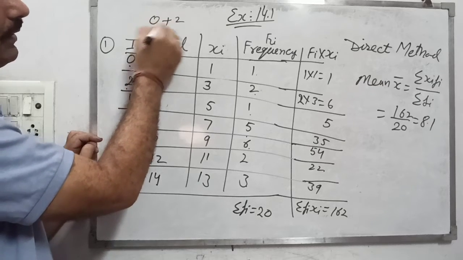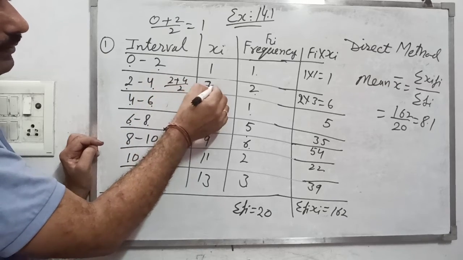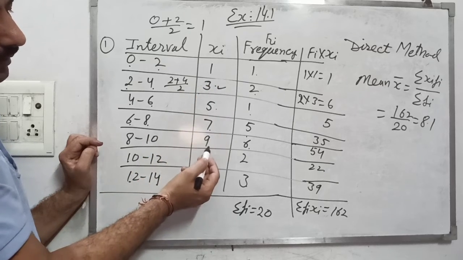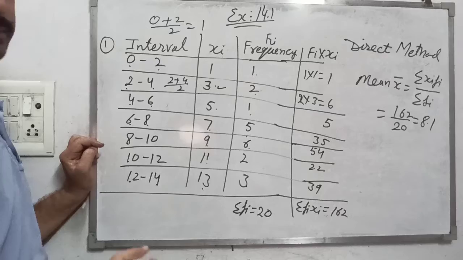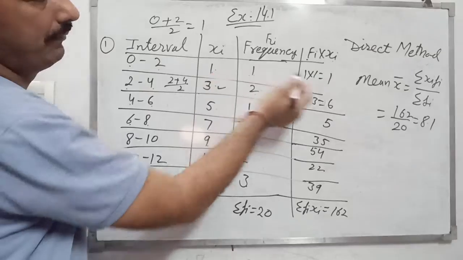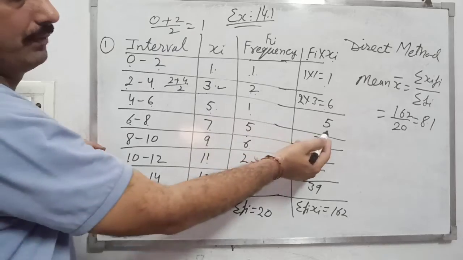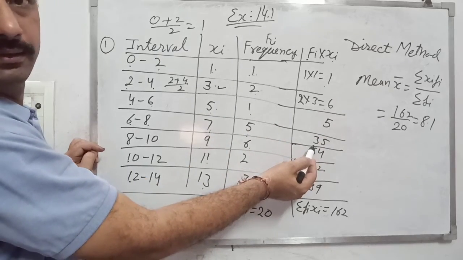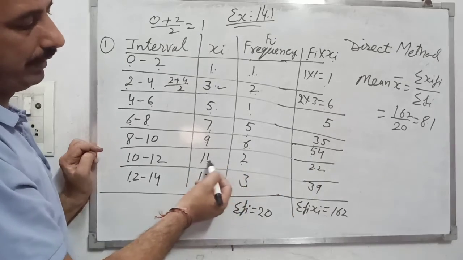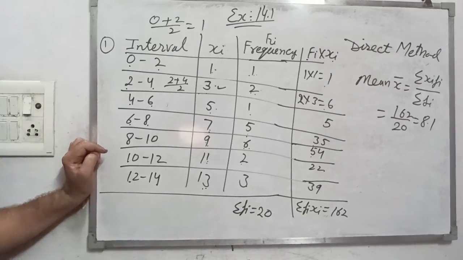Adding 0 plus 2 divided by 2, you get 1. Similarly 2 plus 4 divided by 2, you get 3. Similarly 5, 7, 9, 11 and 13. Then we multiply fi and xi. 1 multiplied by 1 you get 1, 2 multiplied by 3 you get 6, 1 multiplied by 5 you get 5, 7 multiplied by 5 you get 35, 9 multiplied by 6 you get 54, 2 multiplied by 11 is 22, 3 multiplied by 13 you get 39, and the sum is 162, right?